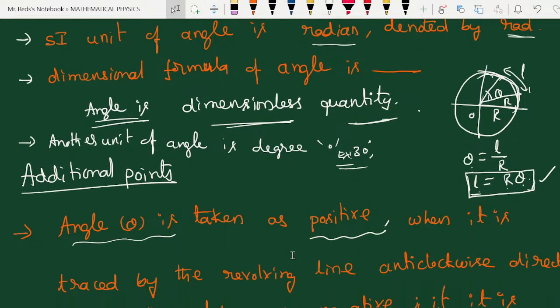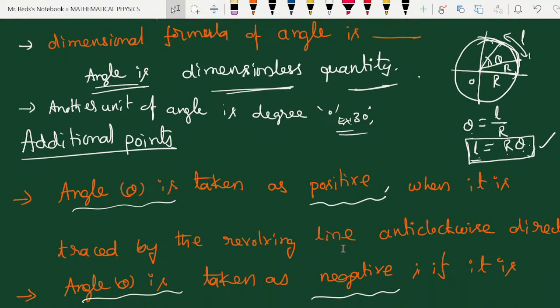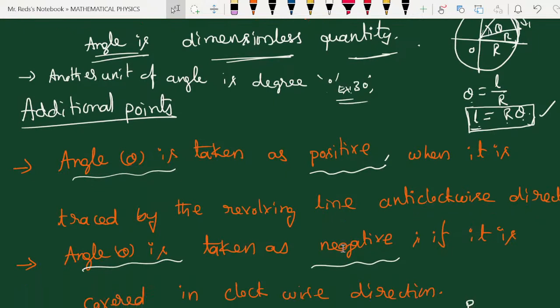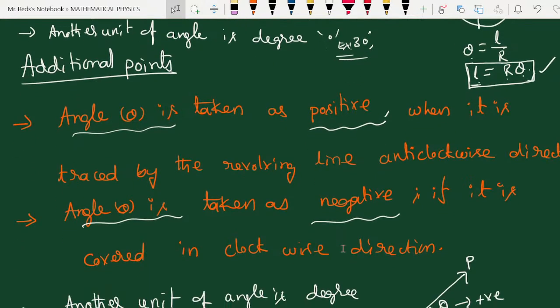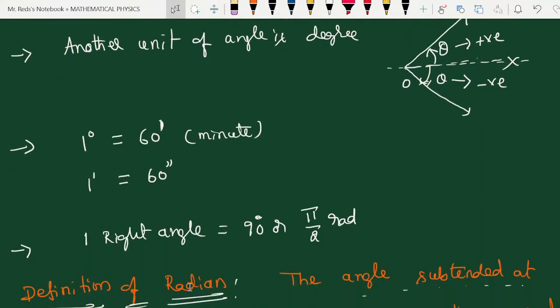And when is the angle measured taken as positive and negative? The angle is taken as positive when the rotating line is tracing in the anti-clockwise direction, and it is taken as negative when it is tracing in the clockwise direction. So angle is negative if it is covered in the clockwise direction, positive when it is traced in the anti-clockwise direction. Got it?